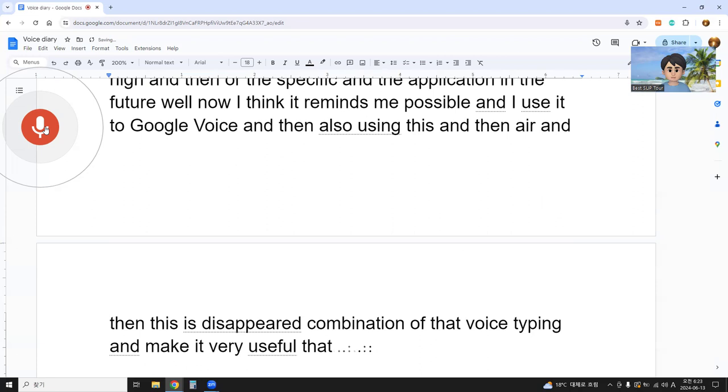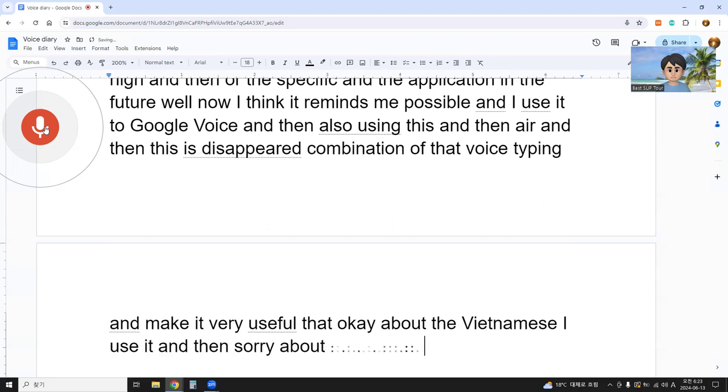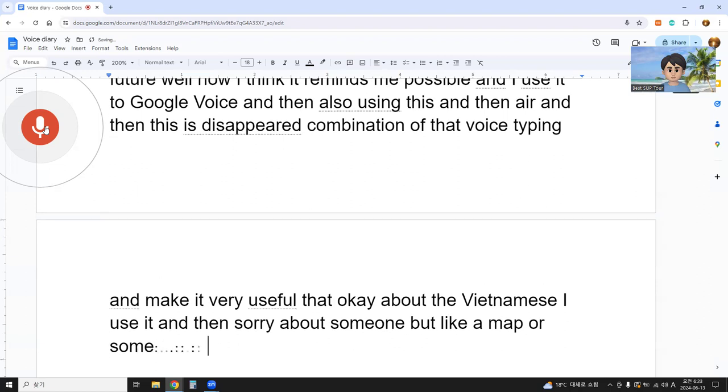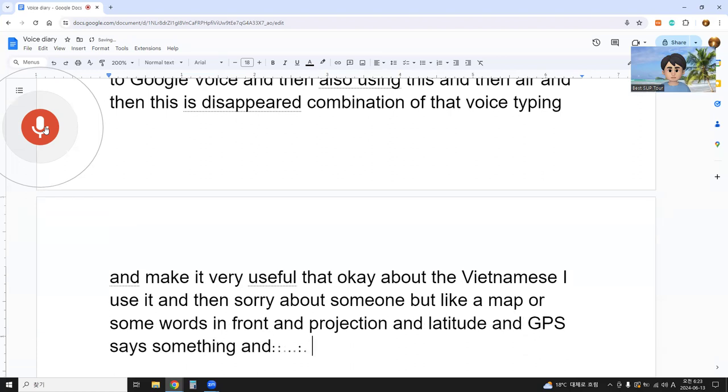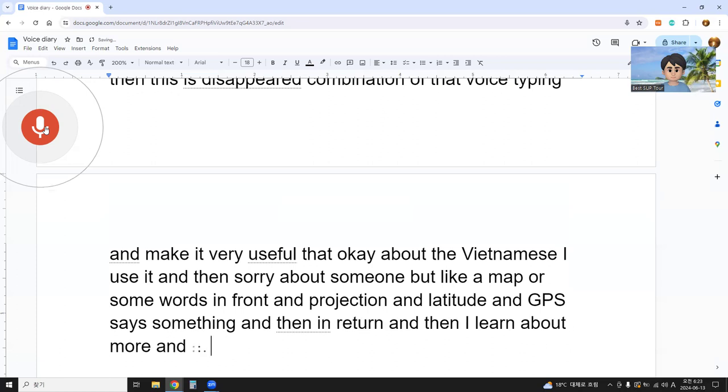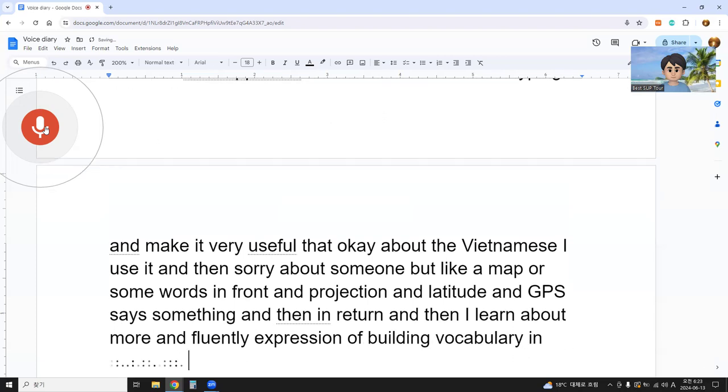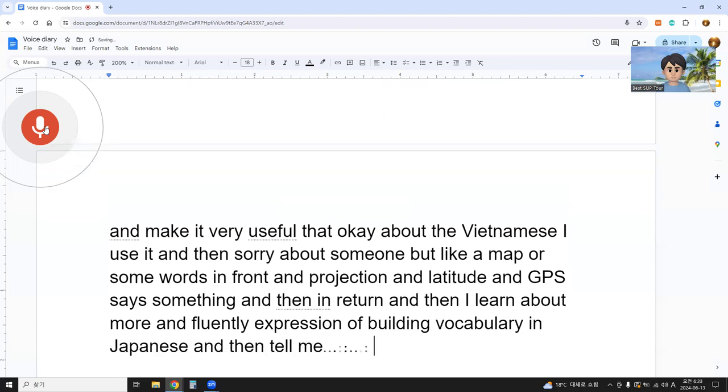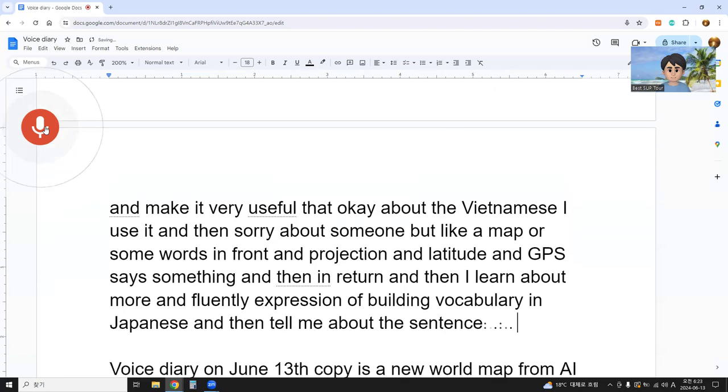Okay, about the Vietnamese, I use it to study something like a map, or words like projection, latitude, GPS, and patterns. Then I learn more fluent expression, build vocabulary in Vietnamese, and become familiar with the sentences. By doing that, I can review and go for the expert part in the foreign language, Vietnamese.